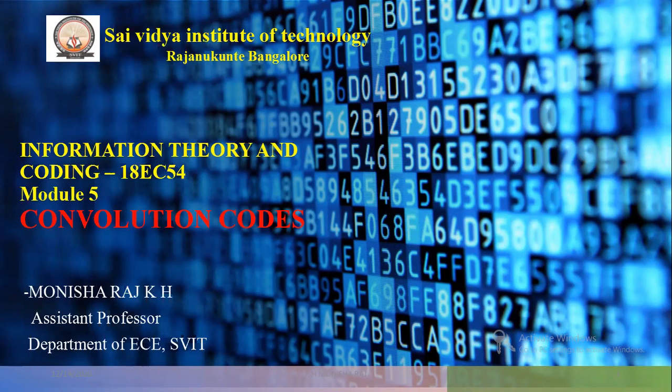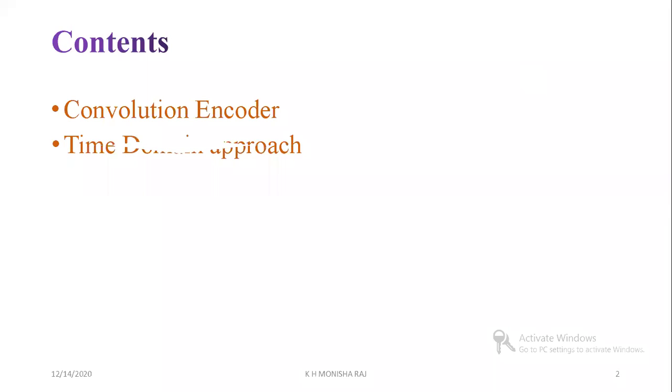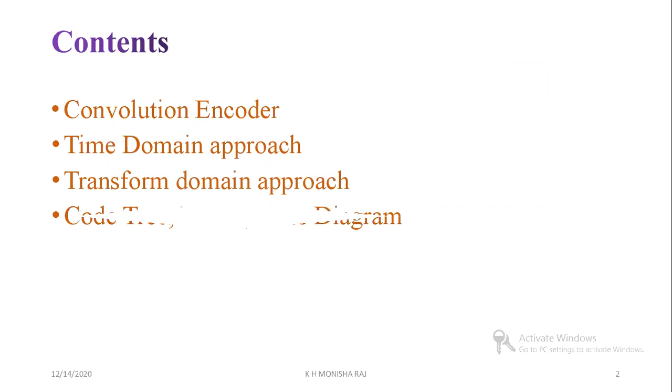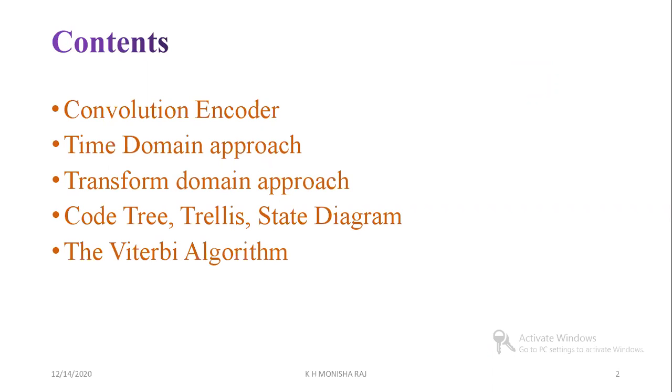In this lecture video, we'll be starting with Module 5 of Information Theory and Coding, that is Convolutional Codes. Before going into depth of Module 5, first we'll see the contents in Module 5, and it goes as follows. The first one is Convolutional Encoder, which is followed by two approaches. The first one is time domain approach, the second one is transform domain approach. Next, this is followed by code tree, trellis, and state diagram related to convolutional codes. And the last topic is the Viterbi algorithm.